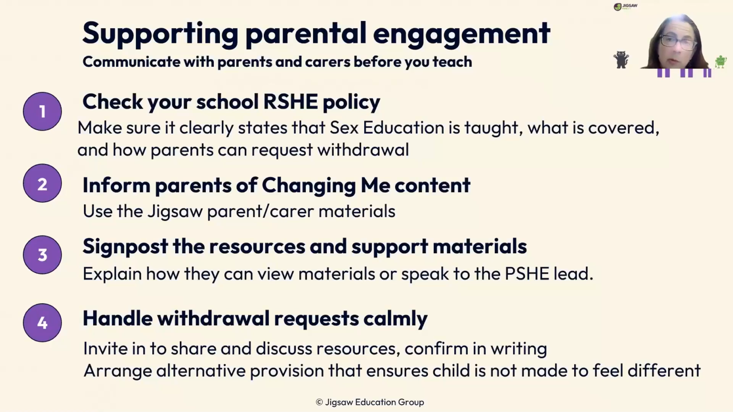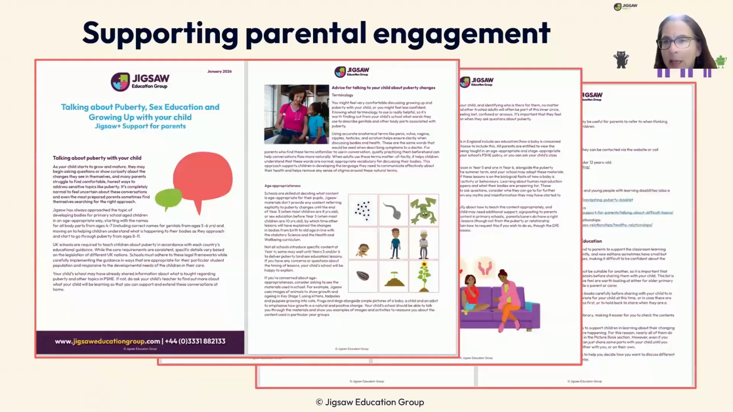And if parents do choose to withdraw their children from sex education, if you are in England, Scotland or Northern Ireland, it's absolutely their parental right to do that. So the good practice is to invite them in and double check that they understand what the content is, and maybe confirm it in writing. And make sure that when you arrange that alternative provision, the child doesn't feel uncomfortable or singled out in any way. As I said, certainly in England, there's an expectation for teaching sex education that you are supporting parents with how to talk to their children about sex education.